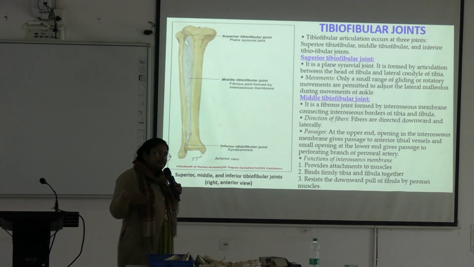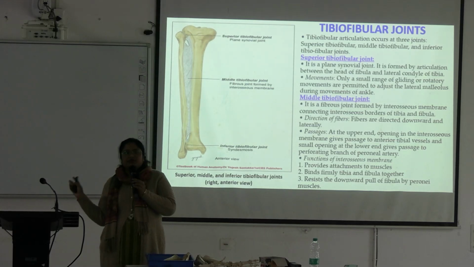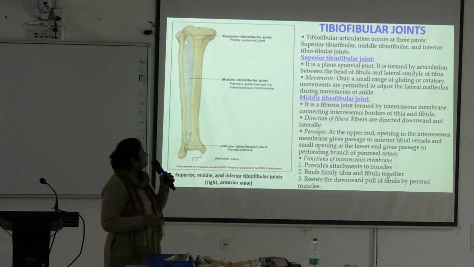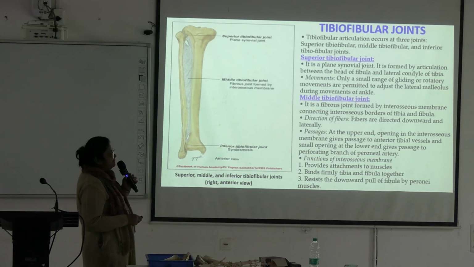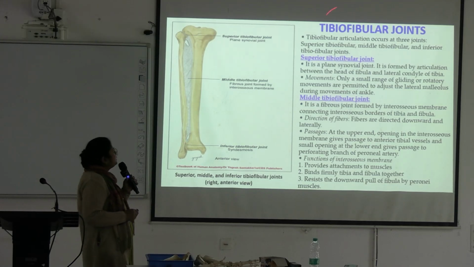So we have discussed the ankle joint and its clinical aspects. Next we are going to the tibiofibular joints. Three tibiofibular joints are there. Tibiofibular articulation occurs at three joints: the superior tibiofibular joint, the middle tibiofibular joint and the inferior tibiofibular joint.